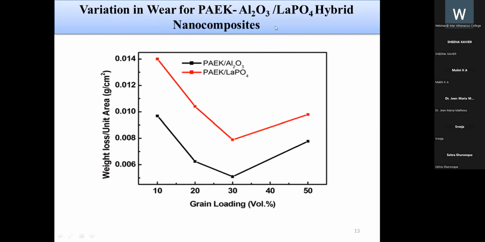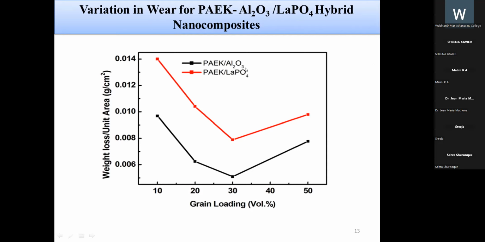And this is the variation of wear properties of polymer ceramic composites. It's observed that with the incorporation of lanthanum phosphate grains and alumina grains, the wear is reduced up to 30 volume percentage. Beyond that, the wear is increased due to the detachment of ceramic particles from the polymer matrix. This wear testing is done in a polishing machine. The sample is polished for 1 minute, and initial and final weights are measured. The weight loss is measured for each percentage of ceramic particle loading, and it's observed that up to 30%, the wear resistance of the polymer ceramic composite is enhanced due to the incorporation of these grains.